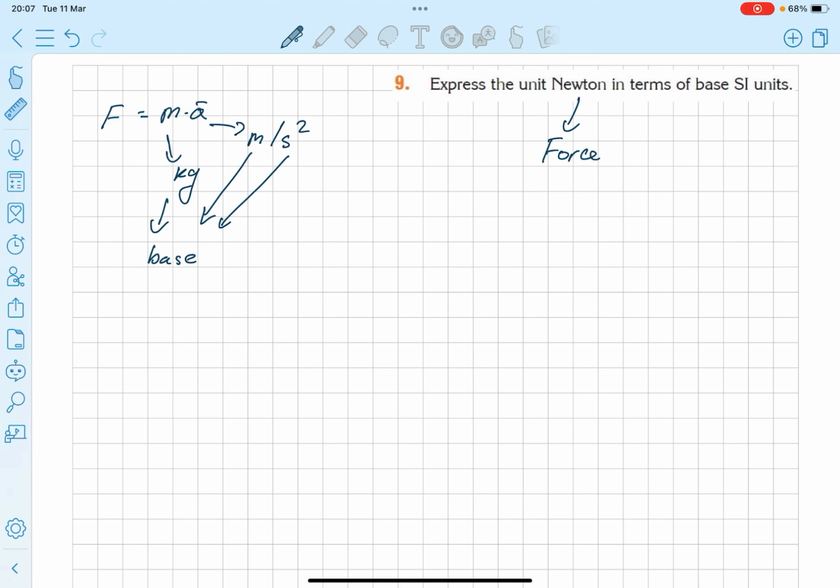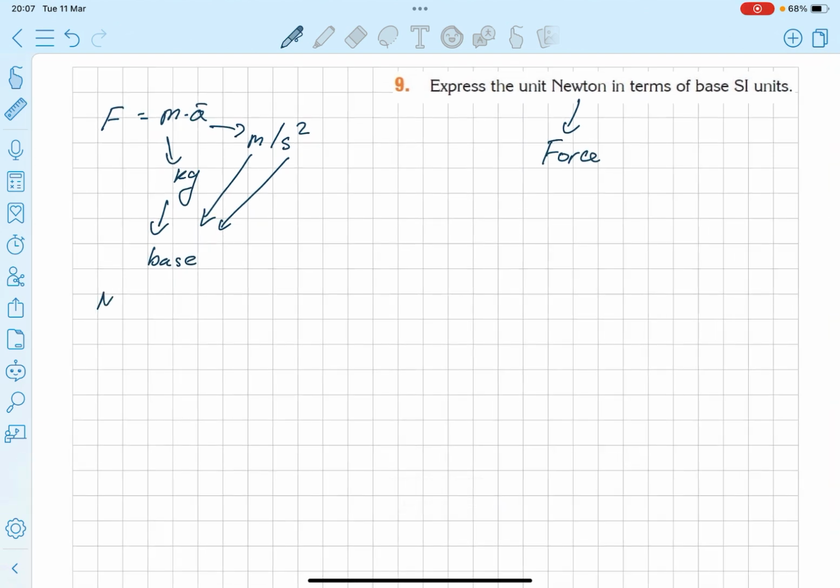That means those units are enough for us to find the SI unit. So meaning, let's write it like this: Newton is equal to kilogram times meters over second squared. This is our answer.